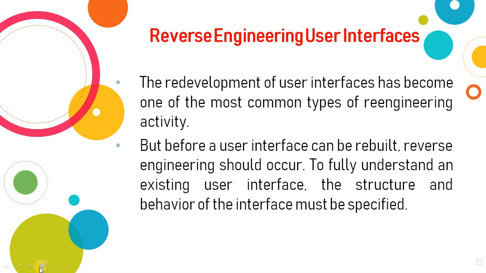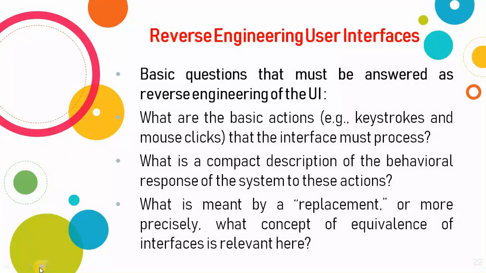The third abstraction level is reverse engineering for user interfaces. This is actually the most common type of re-engineering activity. But before a user interface can be rebuilt, reverse engineering should occur. Then only it will be a success. To fully understand an existing user interface, the structure and the behavior of the interface must be specified. And this is not that easy, as I said before.